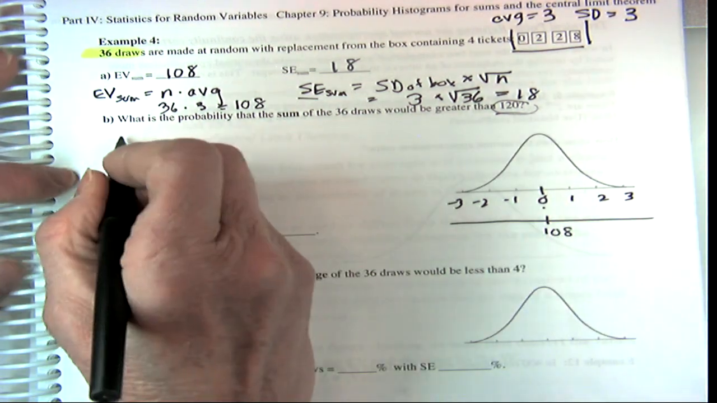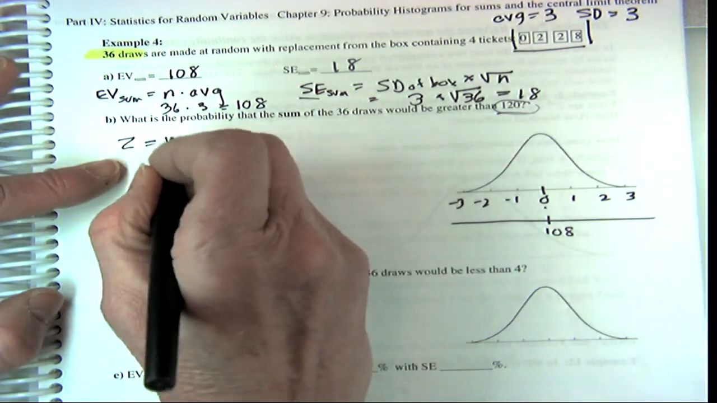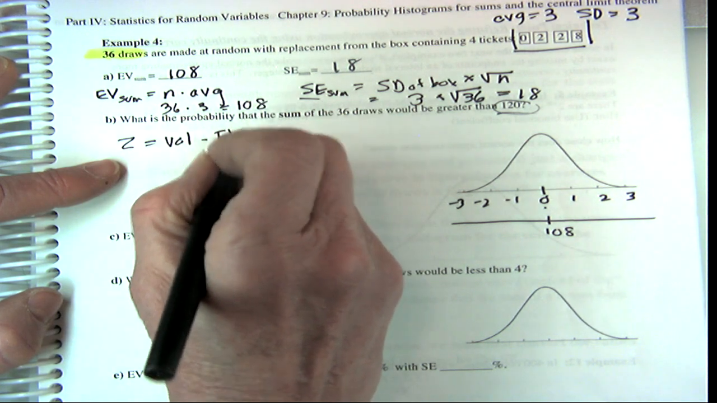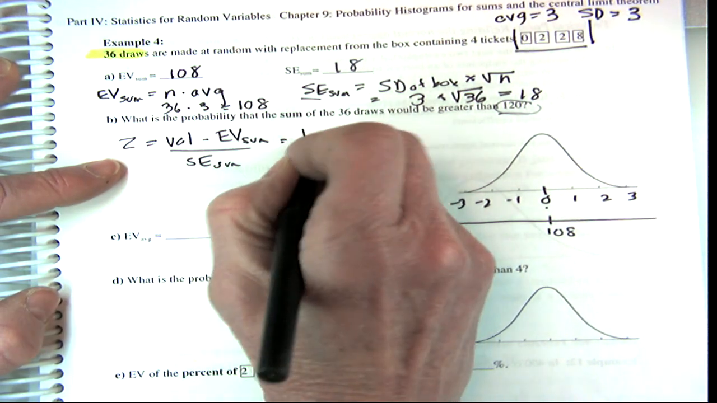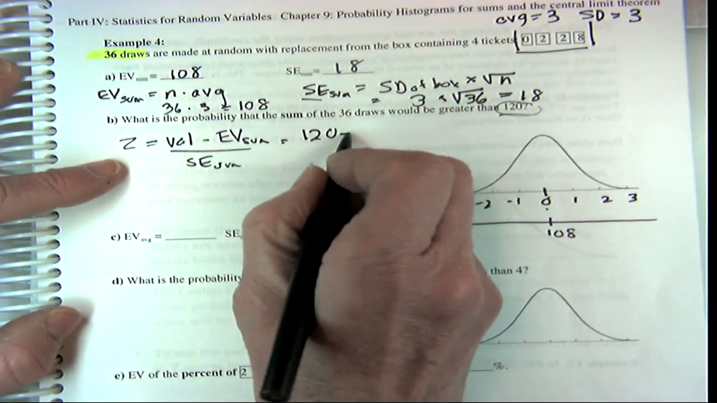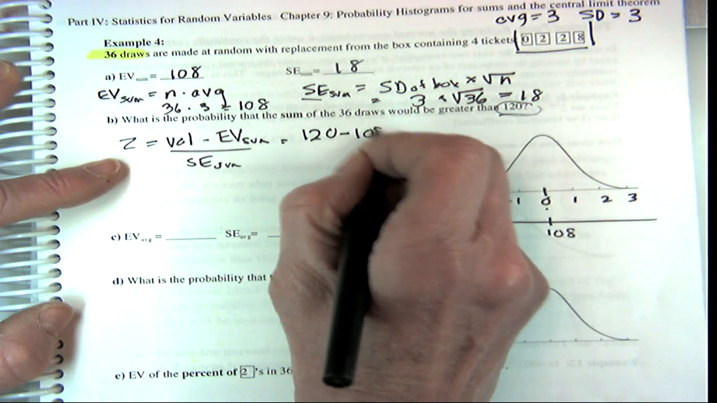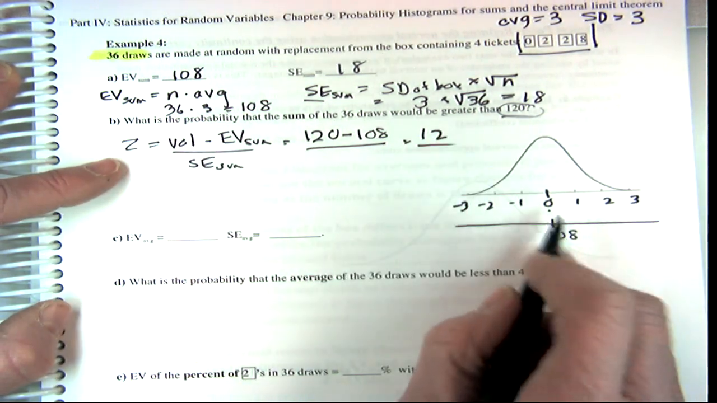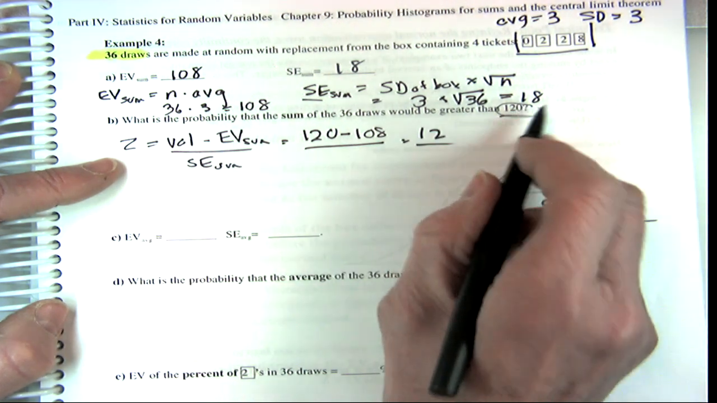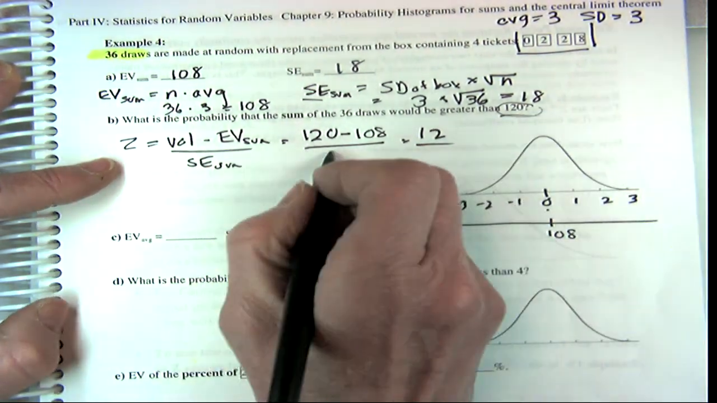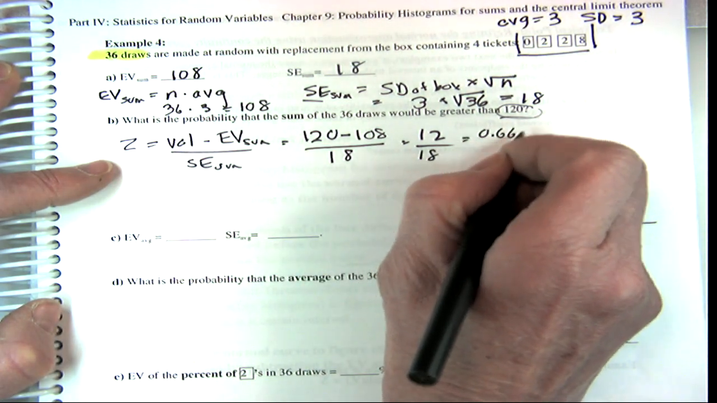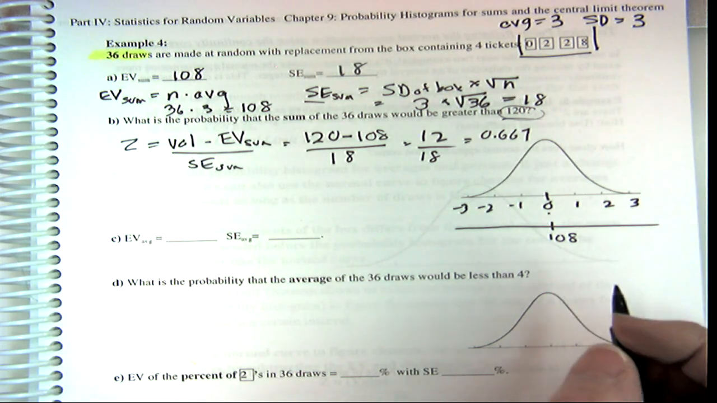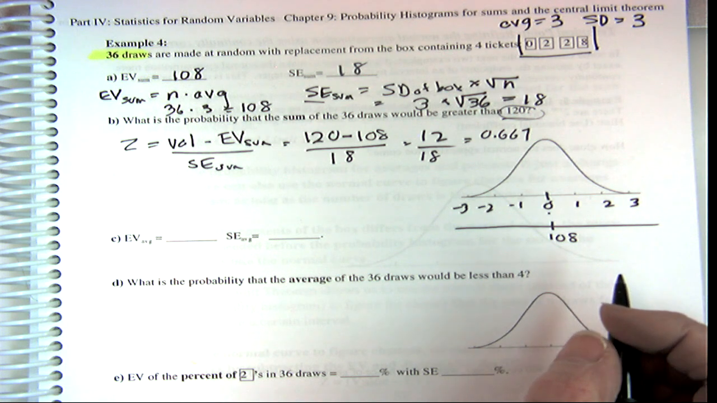So let's do it. So z equals our value minus our expected value, these are sums, over our standard error for the sum. And we said we had 120 minus 108. So that's 12 above. And we just want to know how many standard errors. It's not even one standard error, so it's not even going to reach 1. Okay? It's 0.667. It's 2/3, right? So we have to go 2/3.